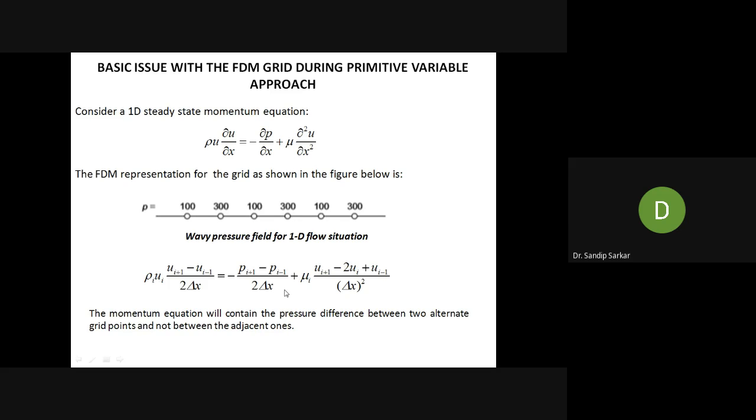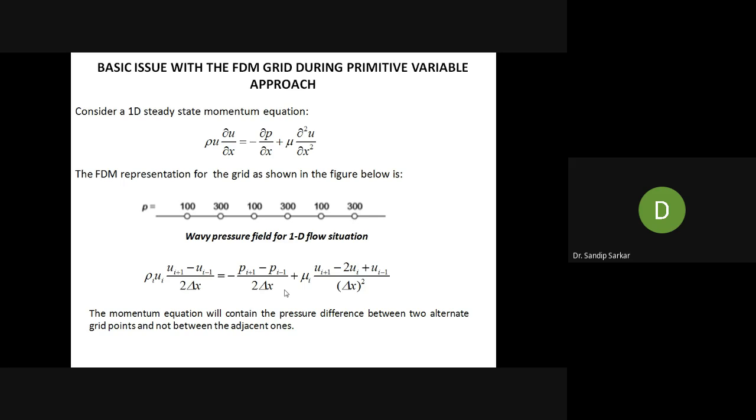Now let us see, because for any flow to happen, what do you require? Suppose there is a conduit, and through the conduit you want the flow to happen. So what is required? The pressure gradient is required, right? One must have the pressure gradient.